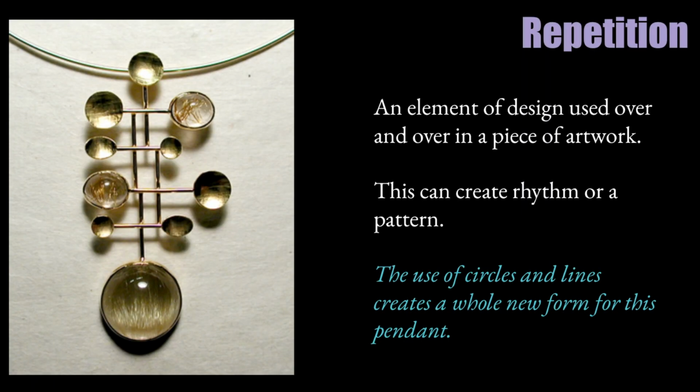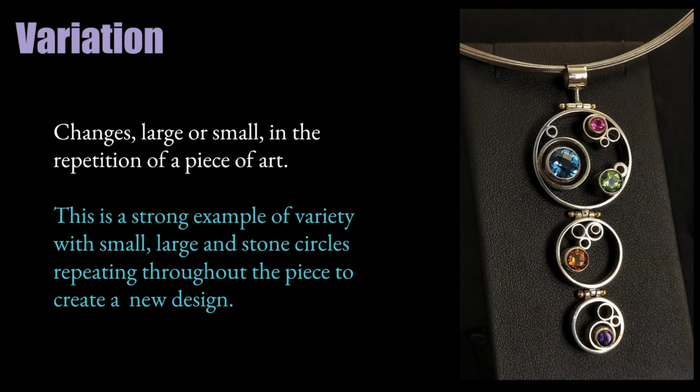Repetition and variation are often used together when designing objects. Often repetition is used first and is the use of an element of design used over and over in a piece of artwork. Here you can see the circles and ovals are used multiple times throughout this pendant.